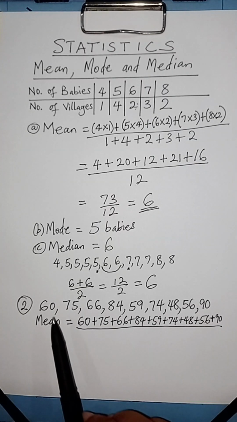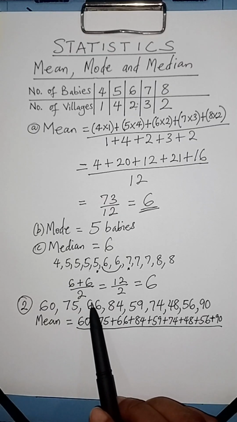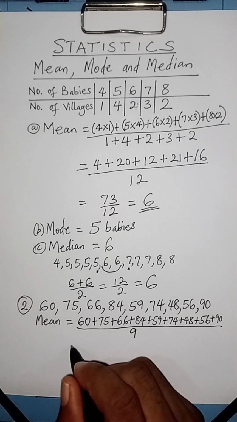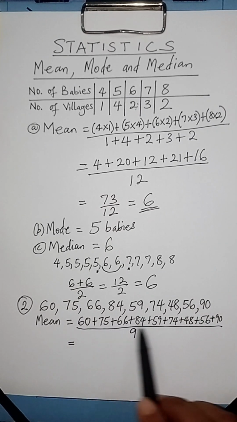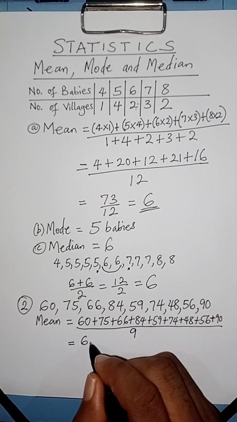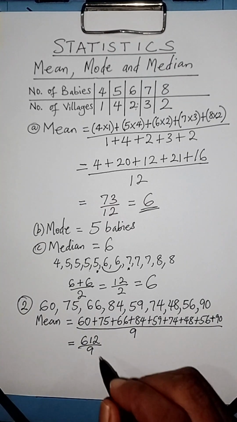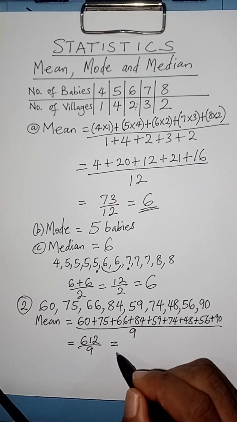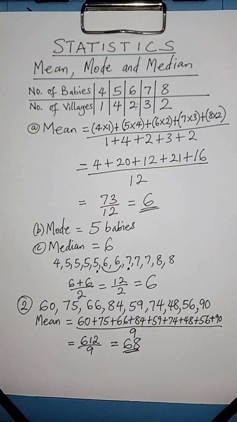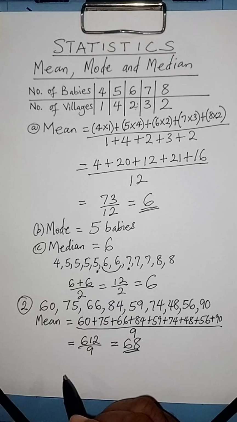Divide. Now let's count the frequency. 1, 2, 3, 4, 5, 6, 7, 8, 9. So if you add this together, use your calculator, you're going to have 612. Divide by 9. If you divide 612 by 9, your result will be 68. So that's it. But now, how do you get the mode?